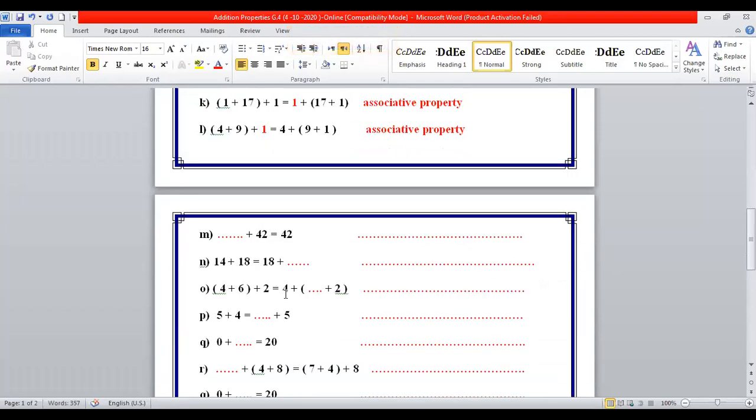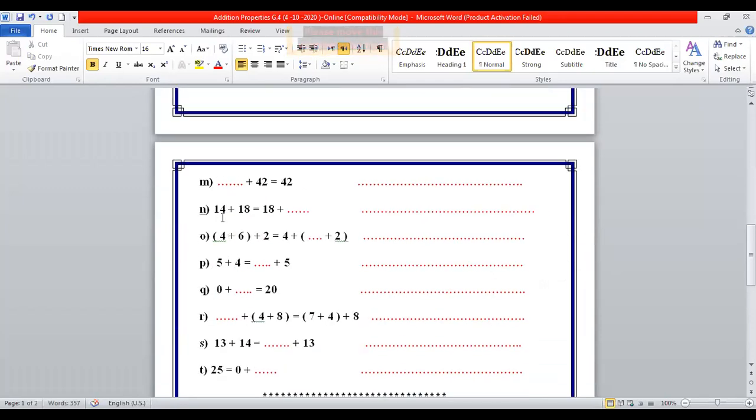Layan. M. Yes, 0 plus 42 equals 42. What is the name of this property? The property is identity. Thank you. You're welcome. Identity property.